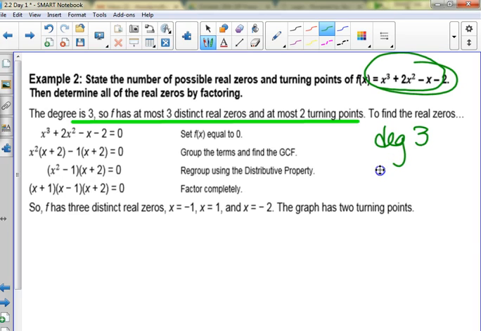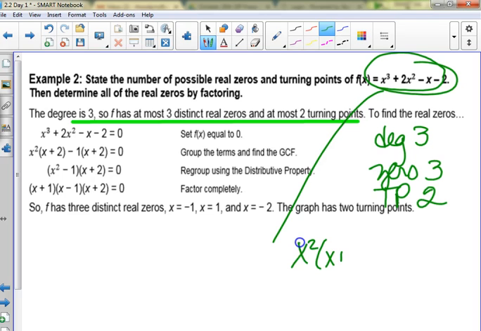So the maximum number of turning points. So zeros could be as many as 3. Turning points could be as many as 2. Can we factor it and find the zeros? This one you could take out an x squared out of the first 2. What would you take out of the other 2 back here? A negative 1. Is that okay if I write it that way?